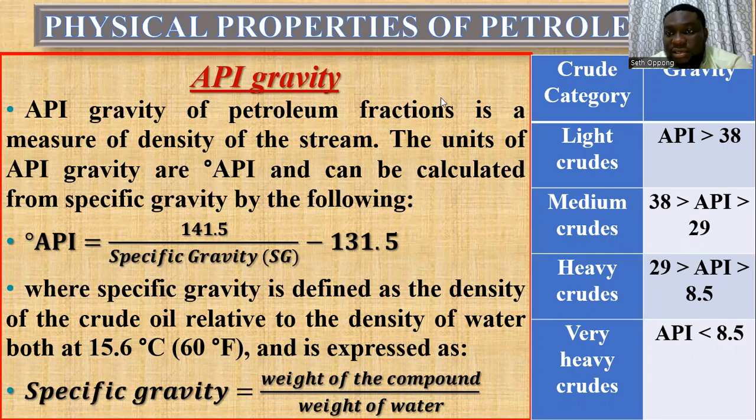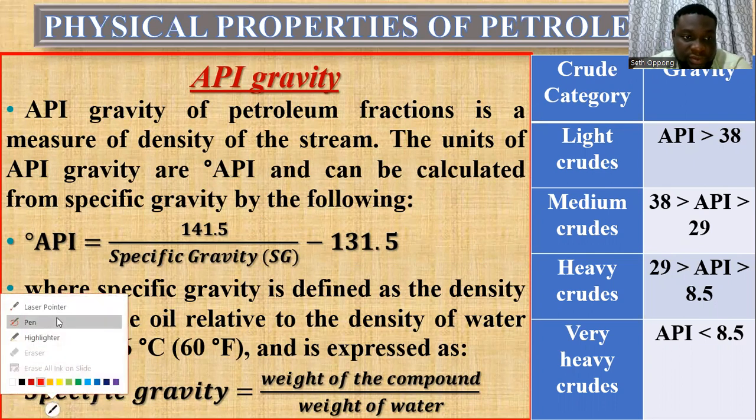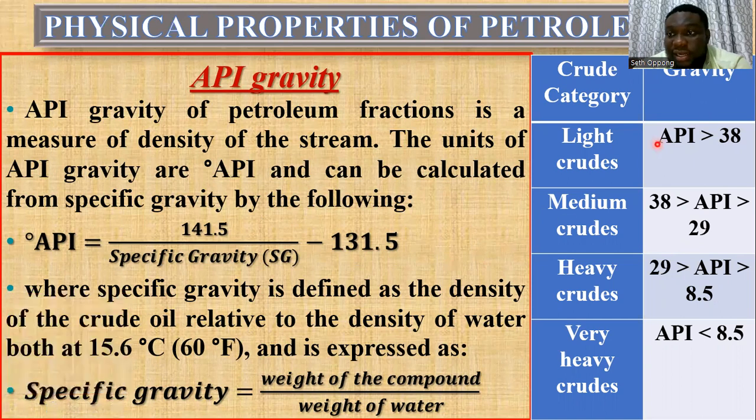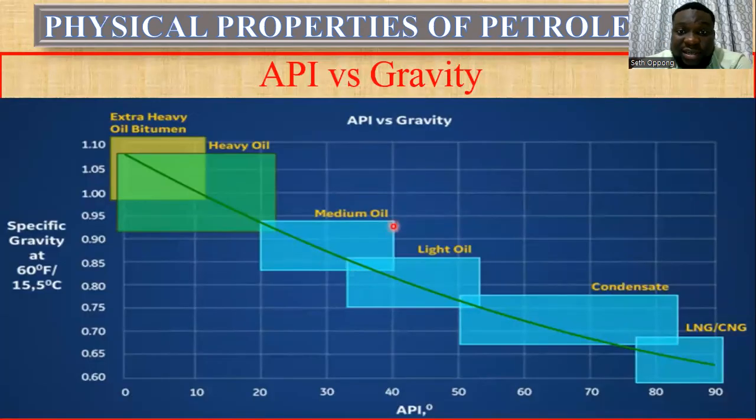As you can see from this slide, an API gravity which is greater than 38 means that the crude oil is very light. And then an API gravity which is less than 8.5 means that the crude oil is very heavy. So this is how we determine whether a crude oil is a heavy crude oil or a light crude oil.